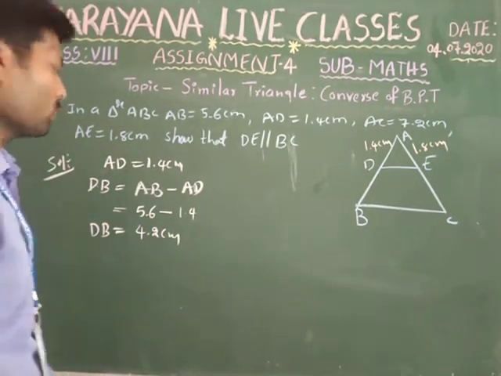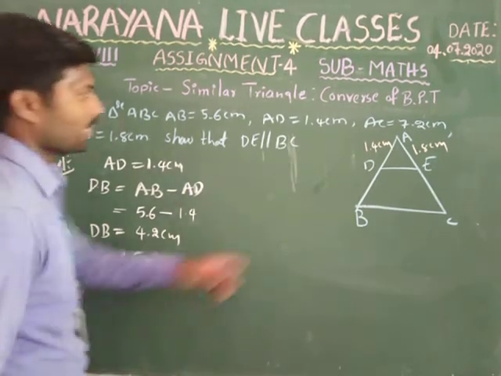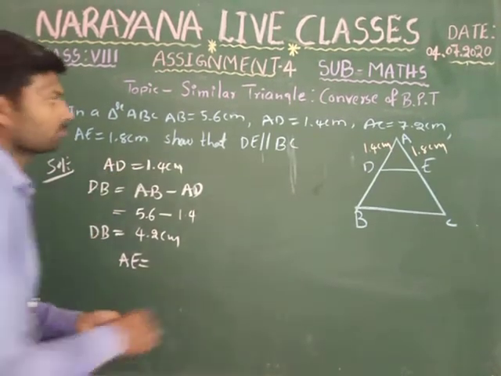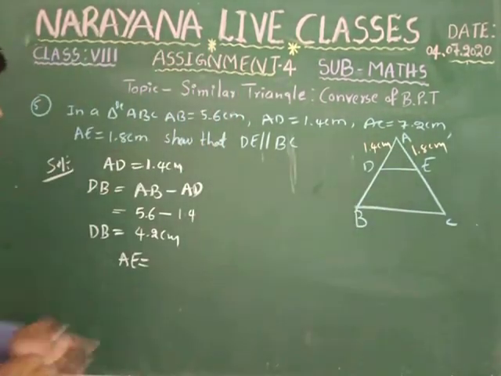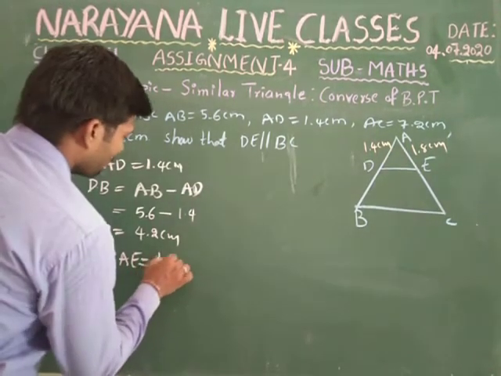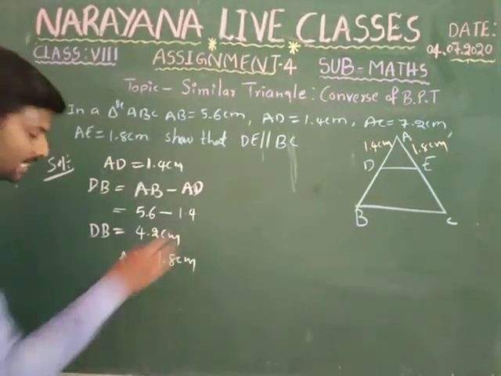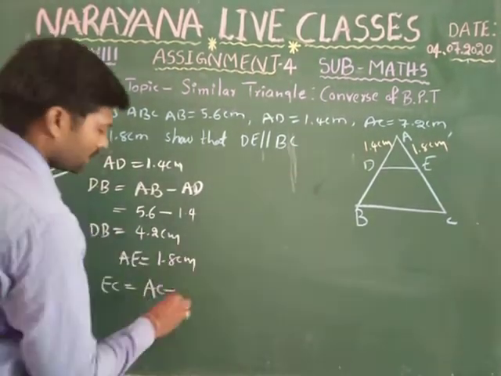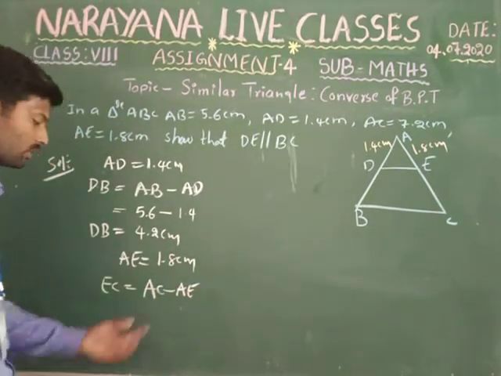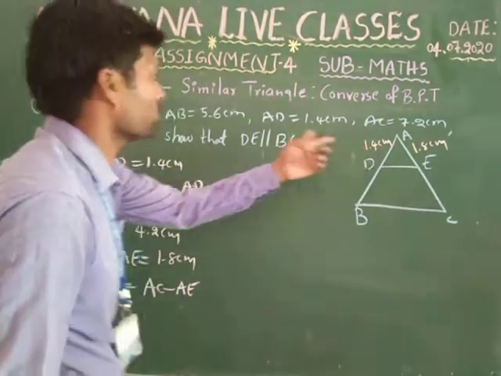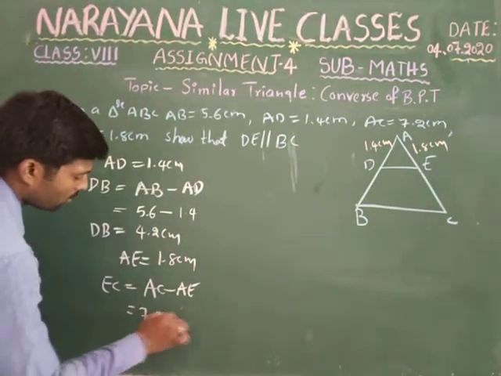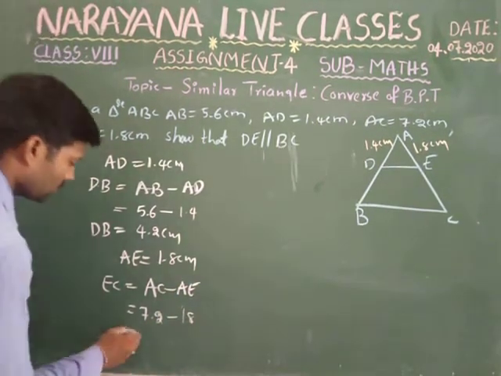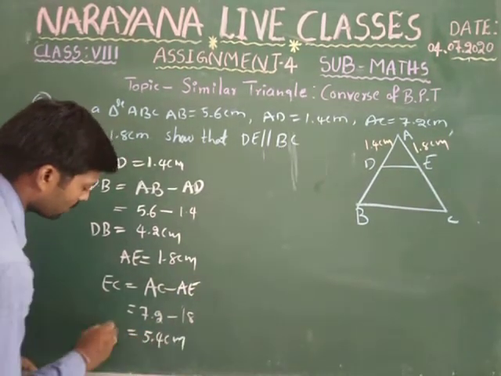Next, AE is equal to 1.8 centimeters. If you want to get EC or CE, we can write AC minus AE. AC is given as 7.2, minus AE which is 1.8. The difference is 5.4 centimeters, which is nothing but CE.